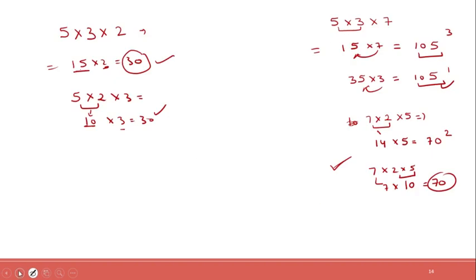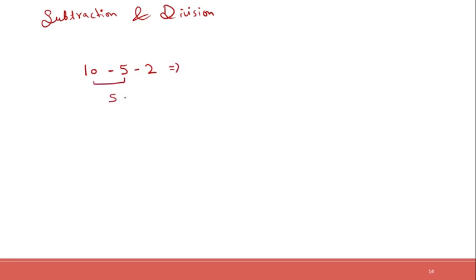But if I talk about, let's say, subtraction, why is it not written here? Subtraction and division. Why? Because if it is written here 10 minus 5 minus 2, right? Here I'll get 10 minus 5, 5, minus 2, 3. Here I am getting 3.